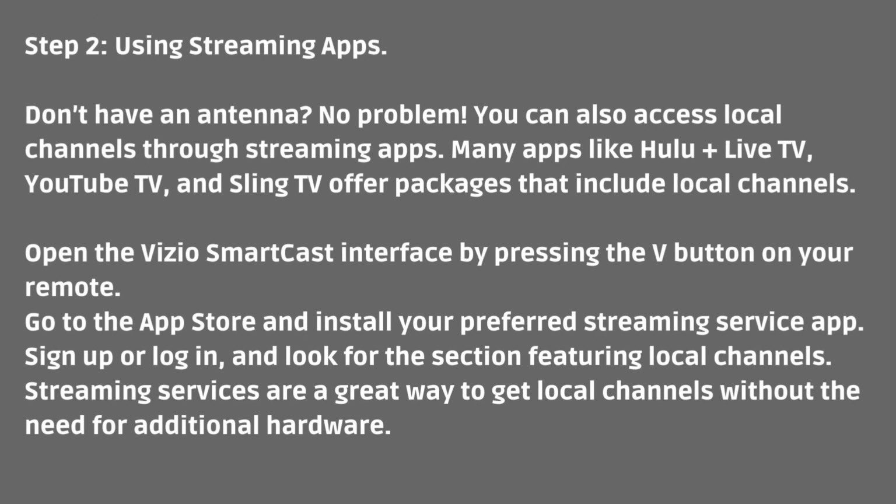Step 2. Using streaming apps. Don't have an antenna? No problem. You can also access local channels through streaming apps. Many apps like Hulu Live TV, YouTube TV, and Sling TV offer packages that include local channels.